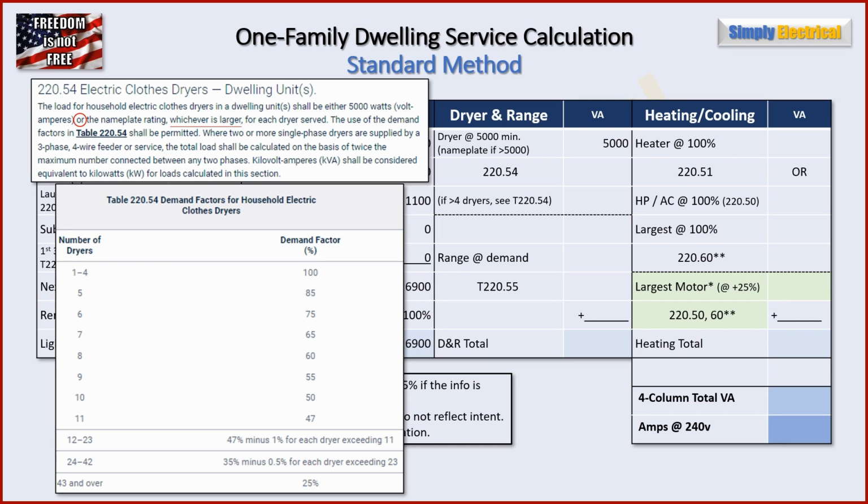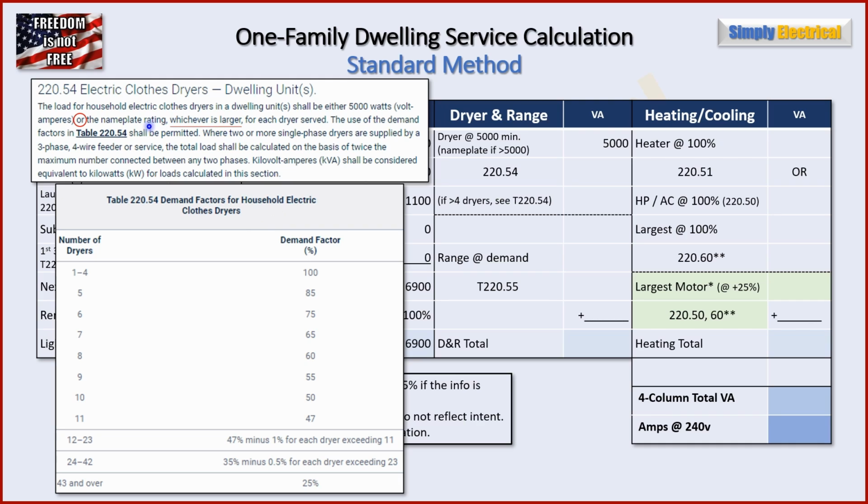Next column is dryers and ranges. We're going to go to 220.54, electric clothes dryers for dwelling units. We'll take dryers first. So it says the load for household electric clothes dryers in a dwelling unit or units shall be either 5,000 watts or voltamps or the nameplate rating, whichever is larger for each dryer served. The use of the demand factors in table 220.54 shall be permitted. Okay, so this table 220.54 has demand factors that shall be permitted for dryers.